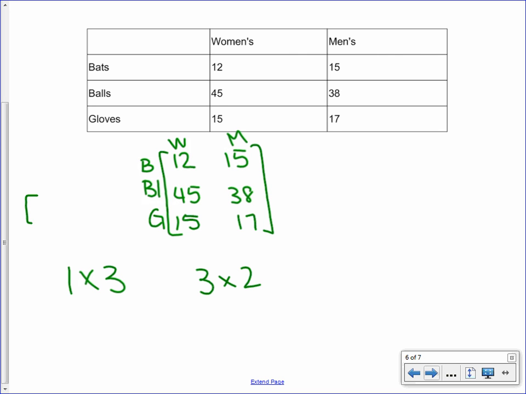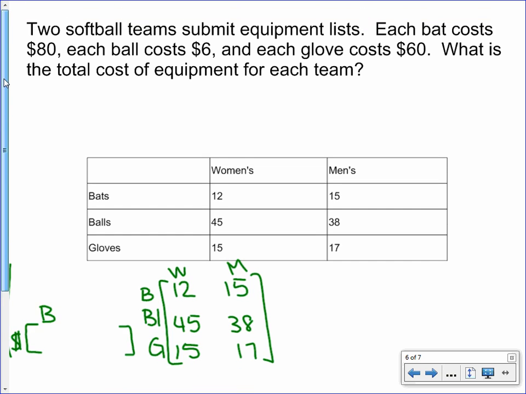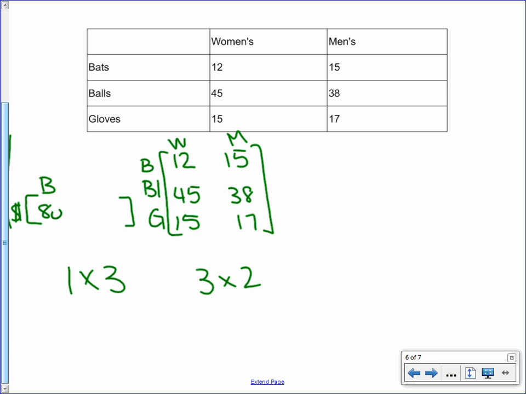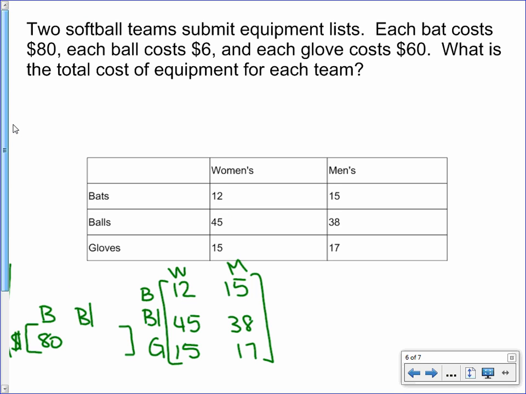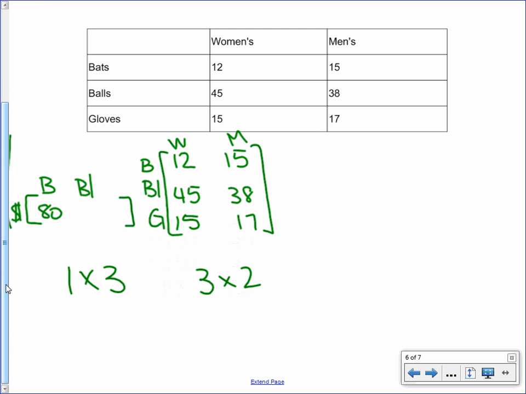So we can write a matrix about the cost of how much is a bat? 80. Each ball is 6, and each glove is 60. So now when we multiply row times column, we're going to end with a what order of a matrix? We're going to end with a 1 by 2, where it's going to deal with money, women, and men. So let's do that.